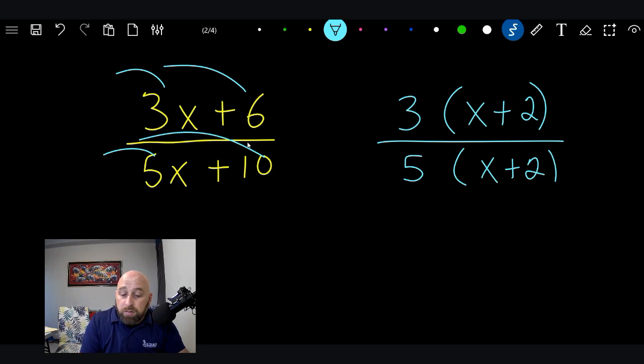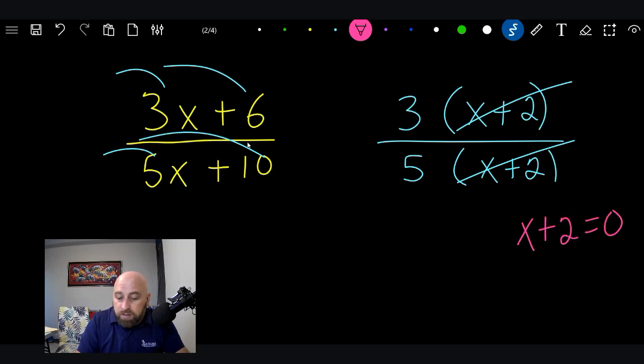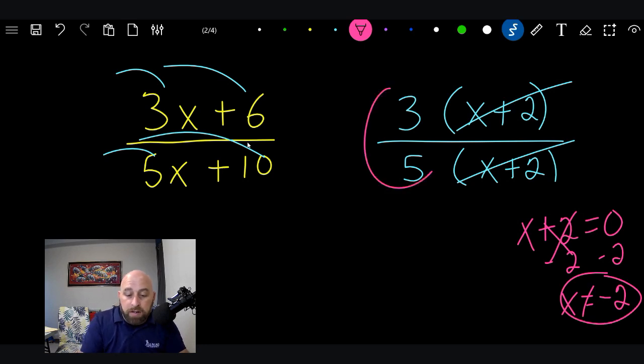So what can we do? We can cancel these, and this is our fraction. That's all that's left over. Our polynomial canceled out. Now, don't forget, you have to set this equal to 0. x plus 2 equals 0. Your canceled factor, set it equal to 0. Subtract 2 from both sides, and we're going to get x equals -2, or x cannot equal -2. All right, so there's our answer.